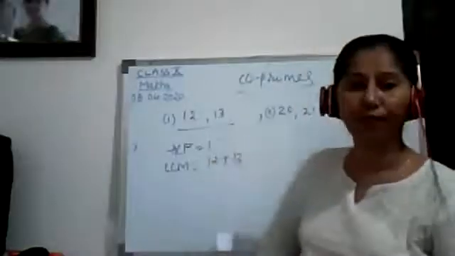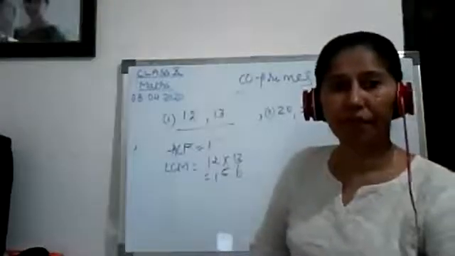And what would be the LCM here? In such cases, for 12 and 13, multiplication of these two. Okay, I hope it's clear. So it is nothing but 156. Am I right? Okay, 20 and 21.